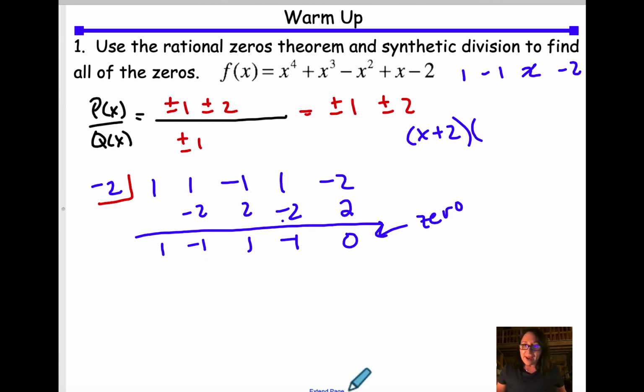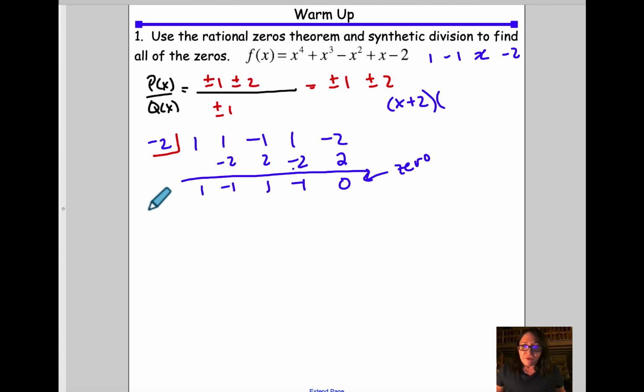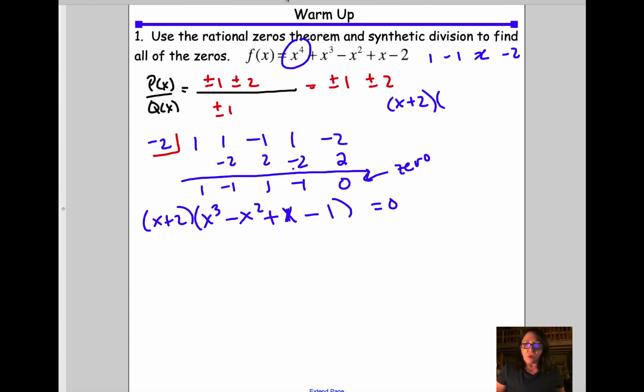Remember that if you have x plus 2 here, what's left? See how this is x to the 4th power, and we're dividing by an x value, x to the 1 power. What's left is going to give me x to the 3rd power. So that's 1x to the 3rd minus 1x to the 2nd plus x, because that's positive 1, so plus x minus 1, and then we're done with that. Now we need to factor this cubic polynomial.